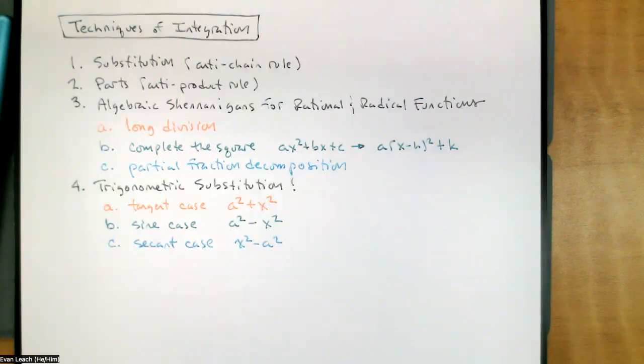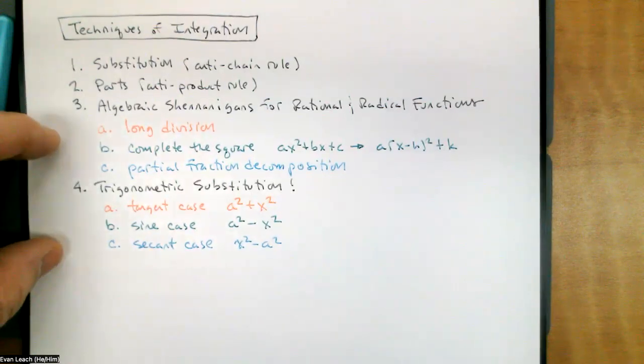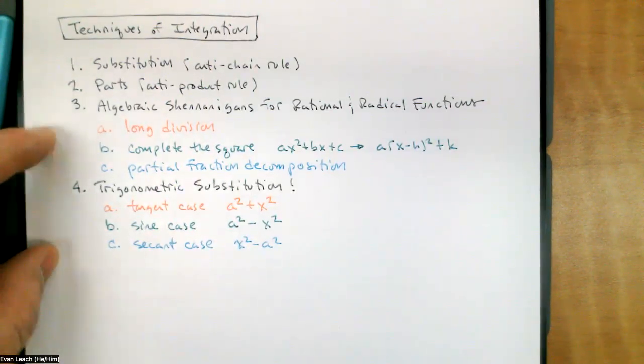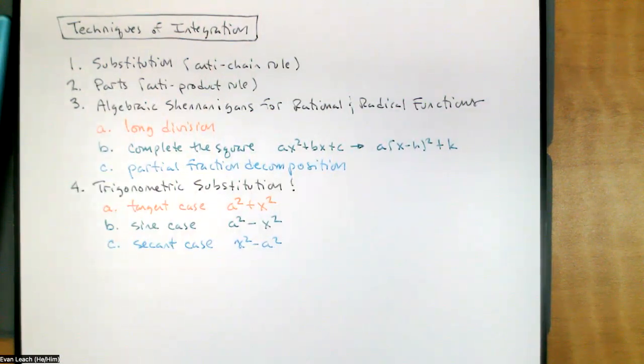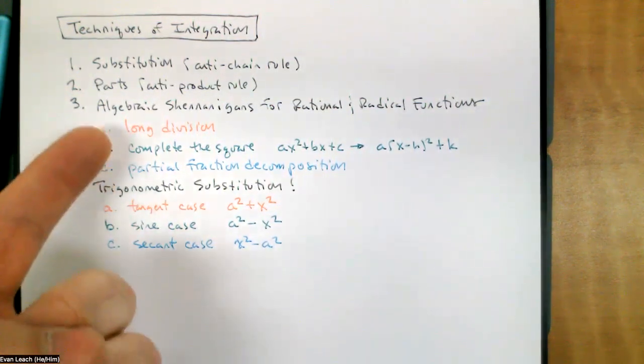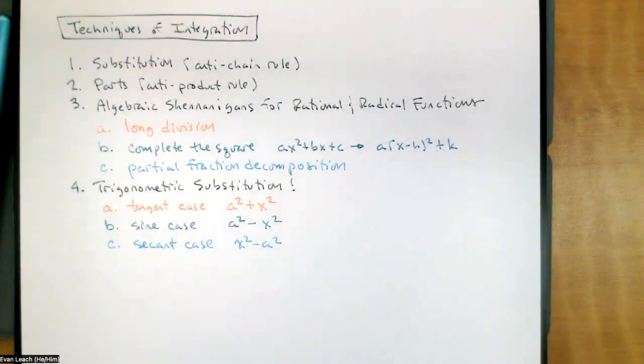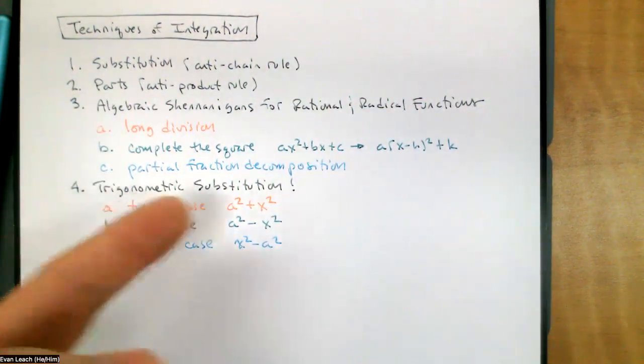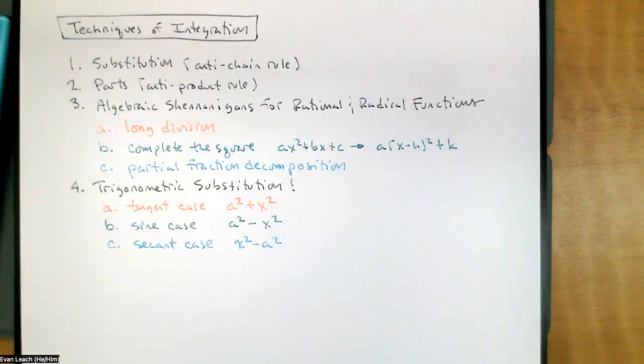What we're going to notice in 3 and 4, our algebraic shenanigans and our trigonometric substitution, is that we become really focused on this quadratic business. And it raises the question, why do we stop at quadratic? So notice that one of the techniques here is long division. That's just generic rational function business. Partial fraction decomposition, that's also generic rational function business. But then I have complete the square, which is something that only applies to quadratic functions.